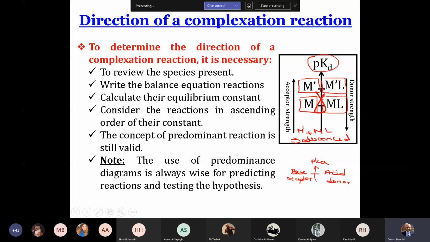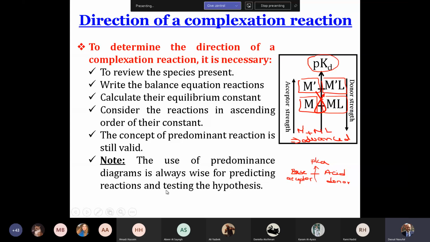So to determine the direction of a complexation reaction, it's necessary to review the species present, write the balanced reaction, calculate the equilibrium constant, and consider the reactions in ascending order of their constants. The concept of predominant reaction is still valid. Note, the use of predominance diagrams is always wise for predicting reactions and testing the data.